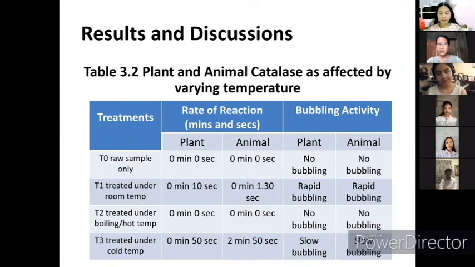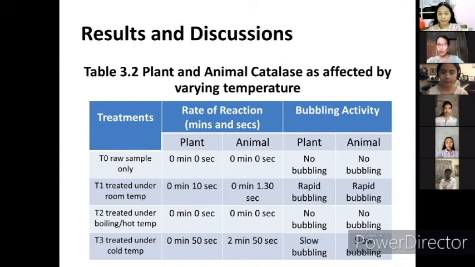And then treatment 2, which is under boiling or hot temperature. Walang binigay na enzymatic activity, zero sa rate of reaction, and then no bubbling activity. Based from biochemistry books and organic chemistry books, including several journals regarding factors that affect enzymatic activity, very high temperature affects the integrity of the structure of macromolecules, especially proteins, since they are very sensitive to changes in temperature. In this case, treatment to hot temperature affected the very integrity of the structure of catalase, thus producing no enzymatic activity.